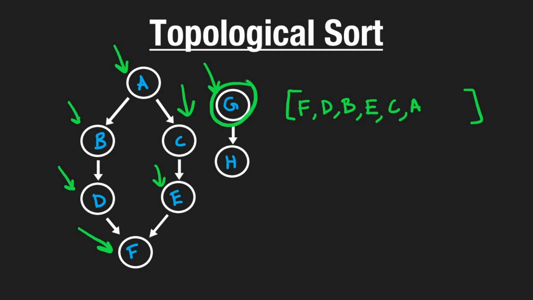So we'll start at G. Before we add it, we've got to add its neighbor, and H does not have any neighbors. So now we can add H, and then we can add G. But you notice something about this. Well, this isn't even close to topological ordering.